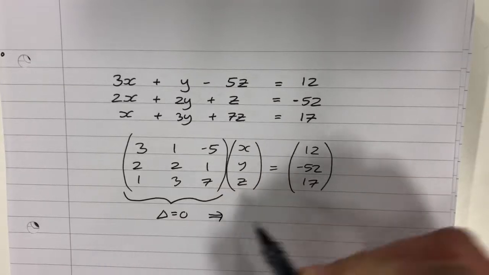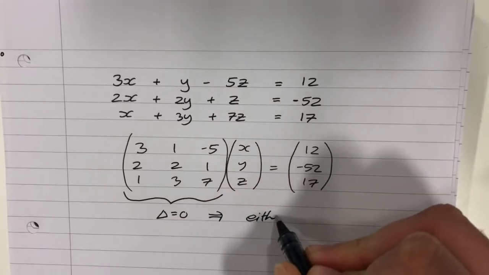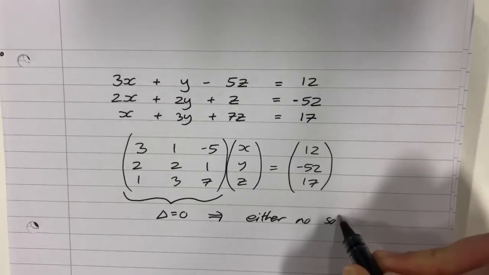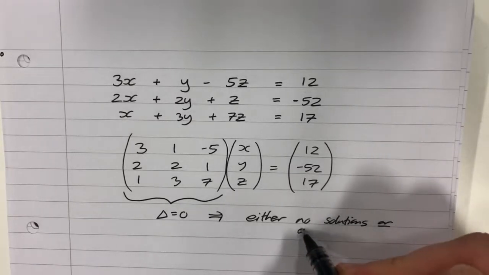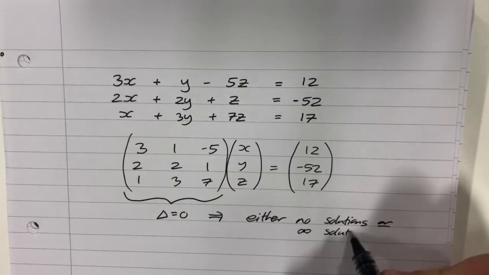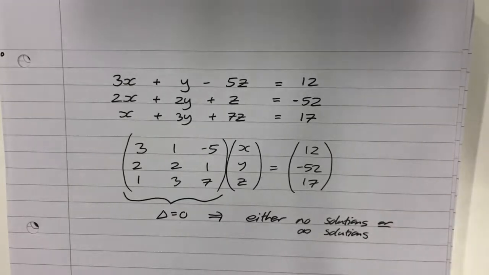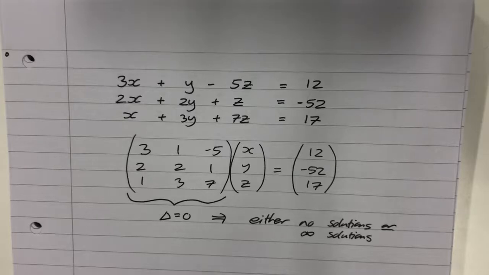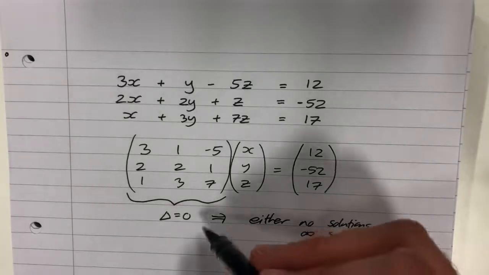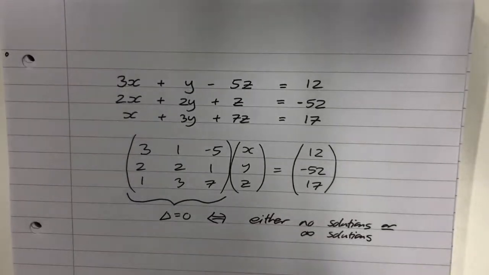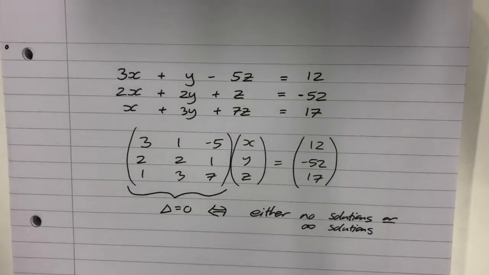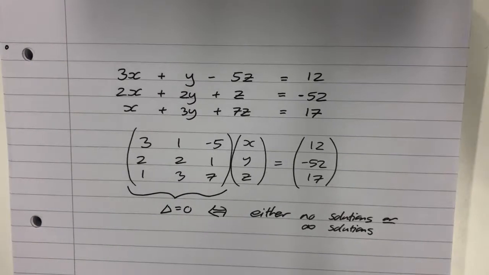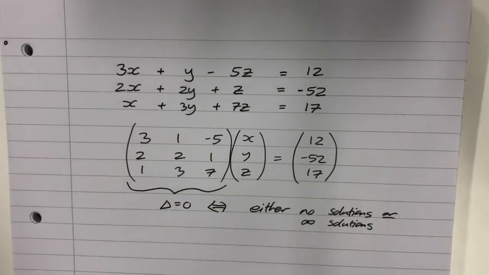So this implies there are either no solutions or infinite solutions. We don't know yet. There's either no solutions or there's infinite solutions. And actually, if there's no solutions or infinite solutions, it also implies that the determinant of the matrix is 0. So how do we decide if there's no solutions or if there are infinite solutions? And if there are infinite, how can we find them as a general case?